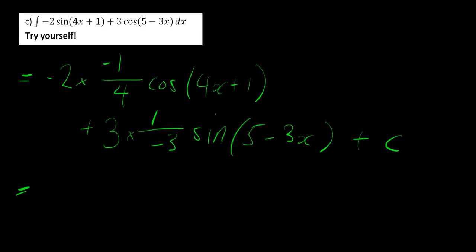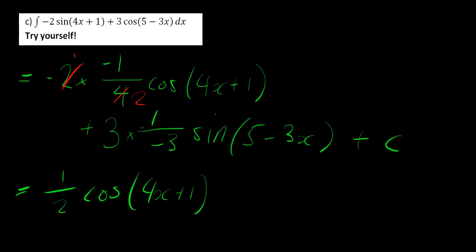Just to simplify this a little bit, double negatives, -2 times -1 gives you +2. And you can say that these two can be simplified down. So you have half cos 4x plus 1. Over here you have 3 times -1/3, which gives -1, minus sine 5 minus 3x plus c. And this would be your antiderivative of this expression up here.